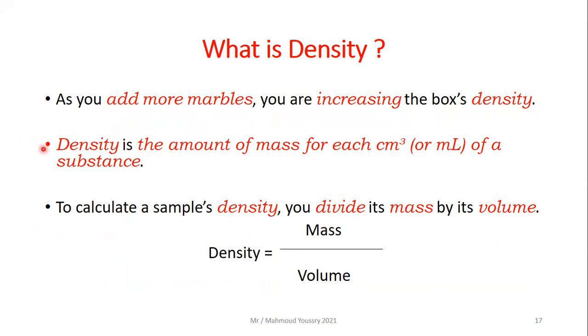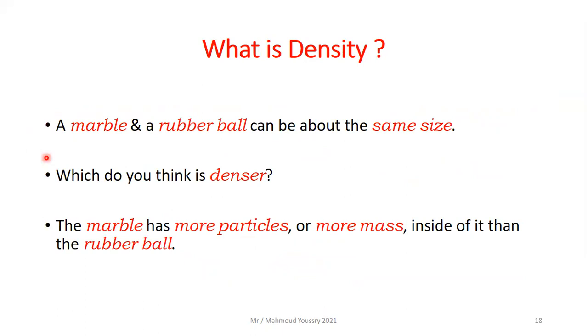So what is density? Density is the amount of mass for each cubic centimeter or milliliter of a substance. So how do we calculate the density? To calculate a sample's density, you divide its mass by its volume. Density equals mass divided by volume.